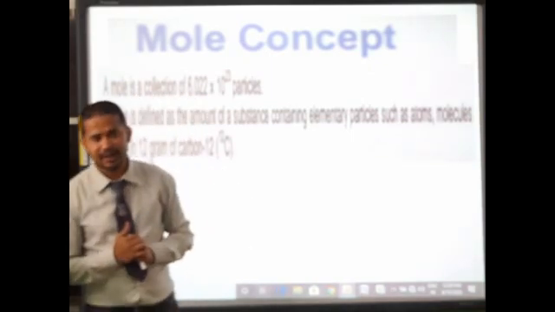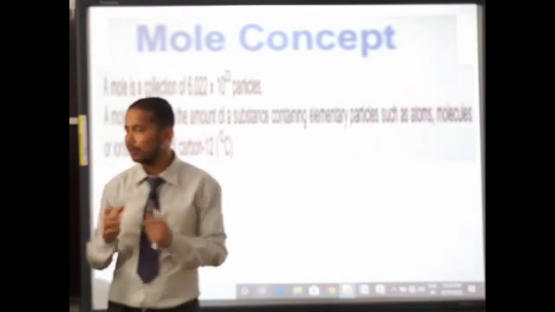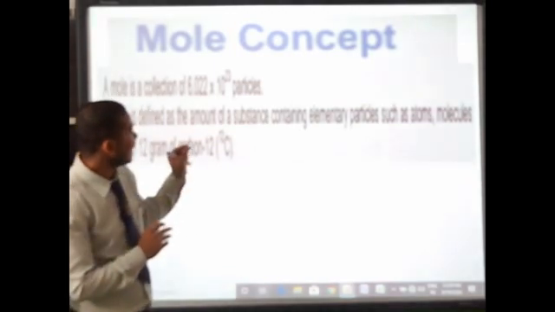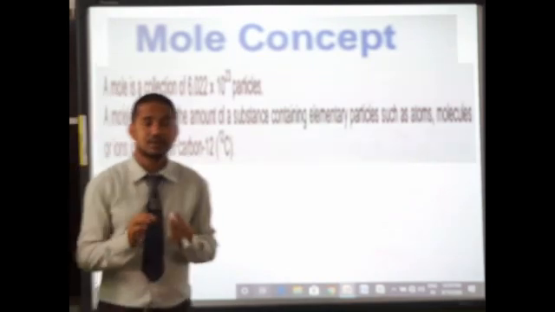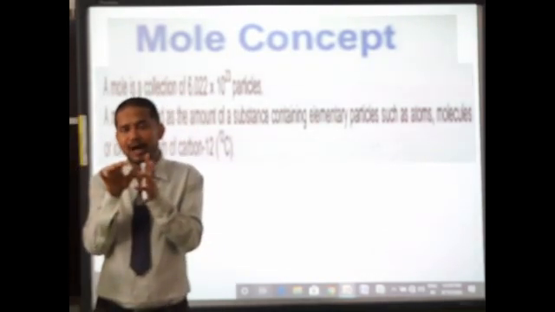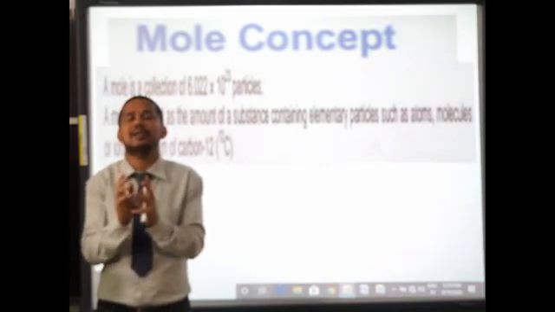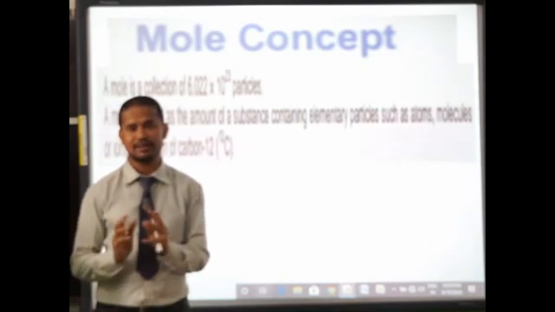So a mole is defined. How to define a mole? A mole is defined as the amount of substance containing elementary particles such as atoms, molecules, or ions as in 12 grams of carbon. First of all, how was it calculated? How many particles are there in 12 grams of carbon 12?